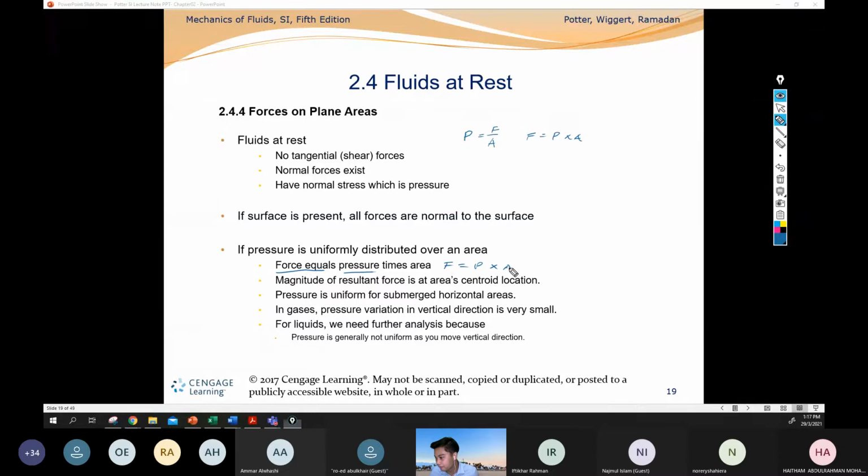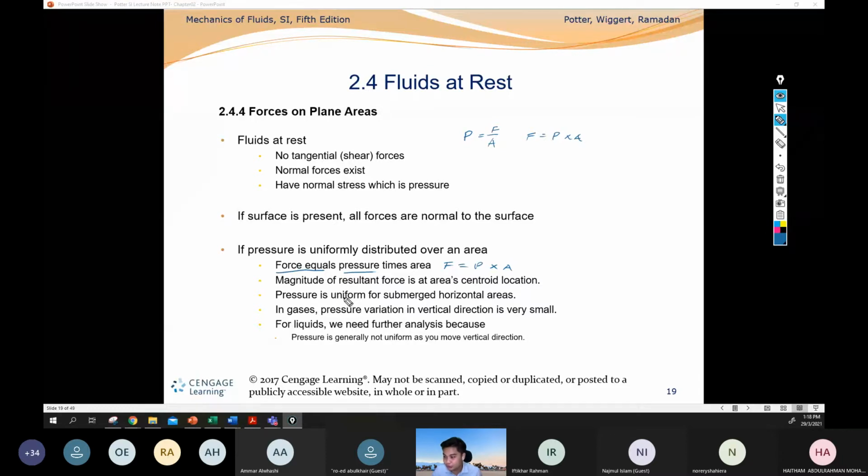All right. Magnitude of the resultant force. Okay, this is quite tricky. The magnitude, that means the value of the resultant force. What is resultant force? Resultant force is the total force. It is located at the area centroid location. I will explain later on for this case, but I need you to take note on this.